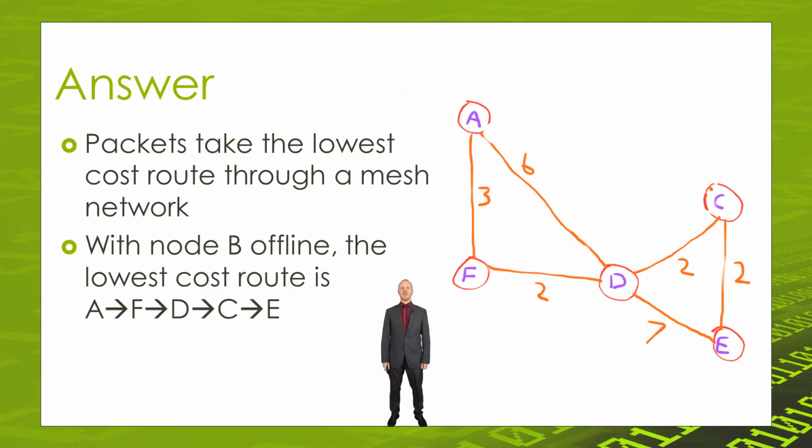Okay, with packet switching, packets take the lowest cost route through a mesh network. With node B offline, the lowest cost route is now A, F, D, C, E.